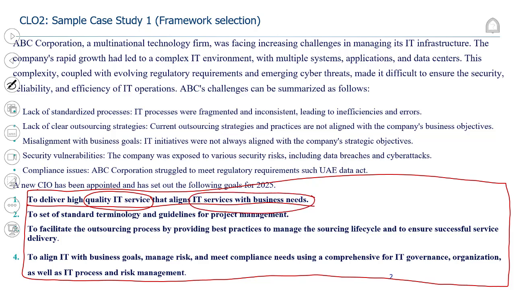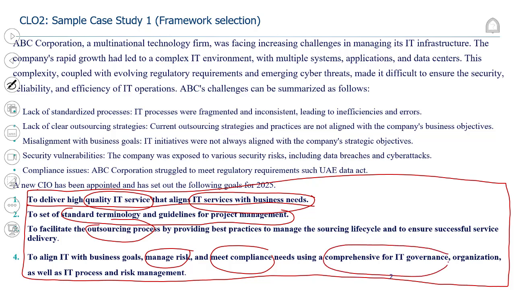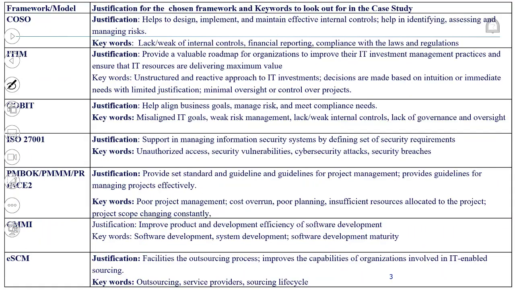Some of the keywords that you should look at: standard terminology and guidelines for project management. Outsourcing is a keyword that you should look out for. Things like manage risk, meet compliance, for example, comprehensive IT governance. So look at your goals, and I've come up with some guidelines, or some of the things that you could look out for.